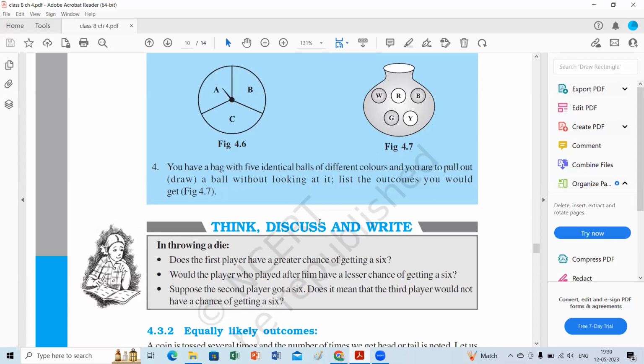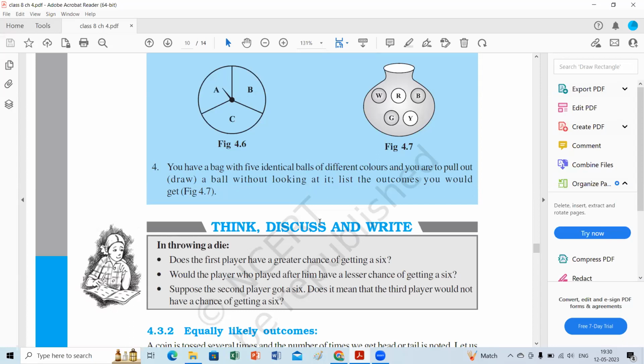Next, the second situation. Would the player who played after him have a lesser chance of getting 6? No, ma'am. Would the player who played after him have a lesser chance of getting 6?